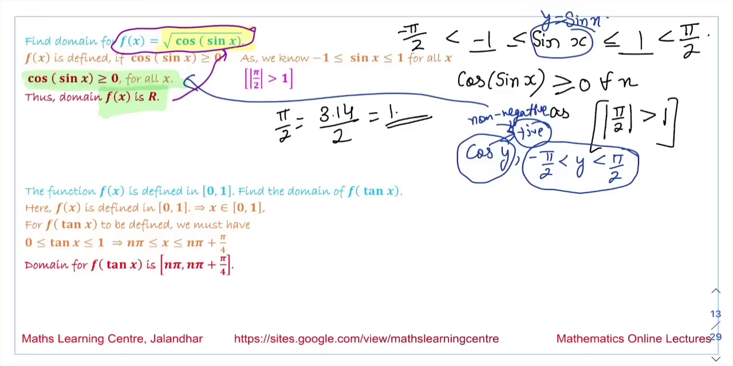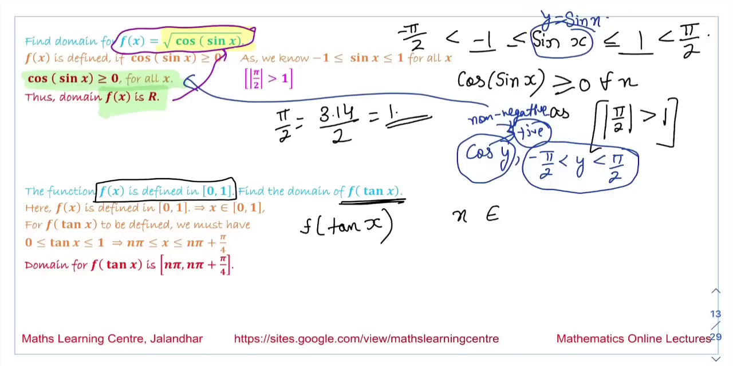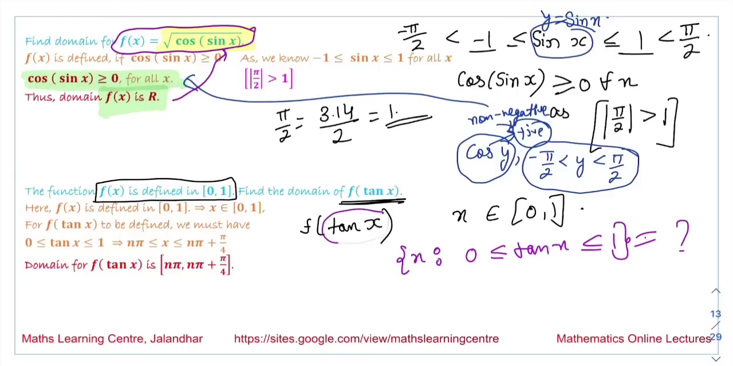Next is the function f(x) is defined in the closed interval 0, 1. You have to find the domain of f of tan x. It is given that x belongs to the closed interval 0, 1. So what is basically given to us is that we have to find those values of x for which 0 is less than or equal to tan x is less than or equal to 1. We have to calculate those values of x for which the value of tan x lies between 0 and 1, because it is given that the values for which f(x) is defined, the x are lying between 0 and 1.